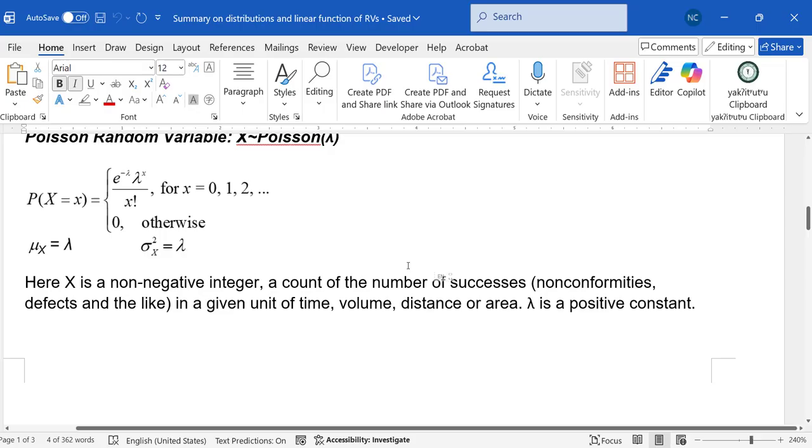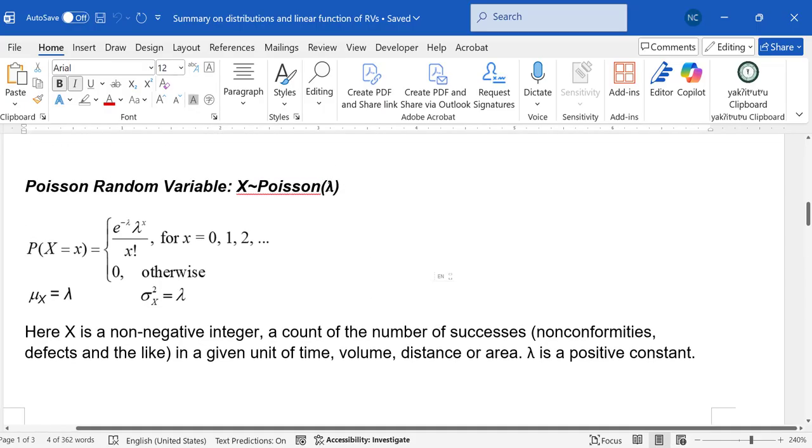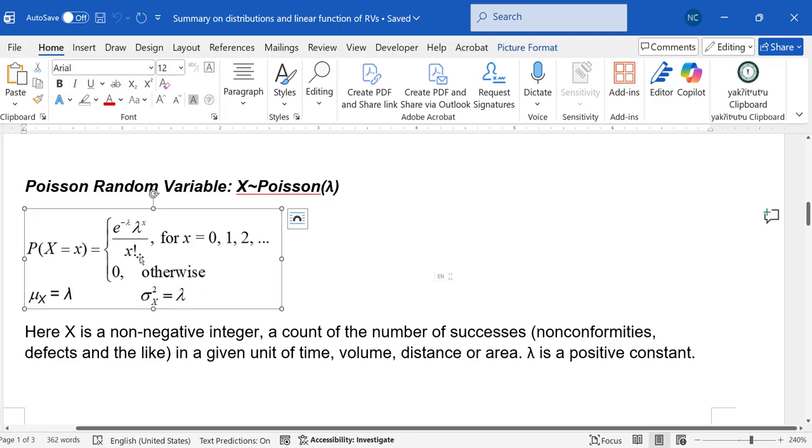The Poisson distribution has only one parameter, lambda. Lambda is the rate. You certainly need this formula to solve the problem, and it's solvable. I give you x, I give you lambda, and you should be able to tell the probability. Also, you know the mean and the variance.